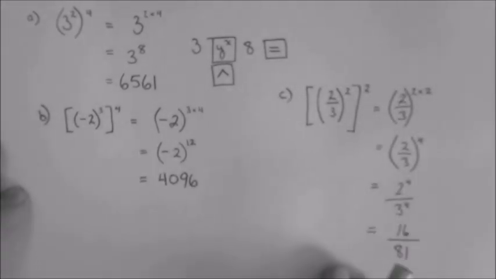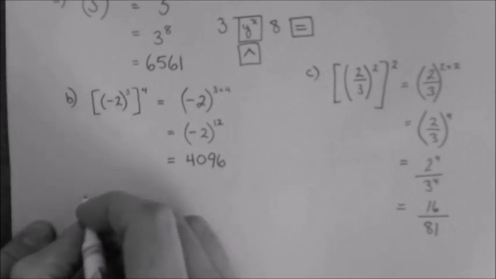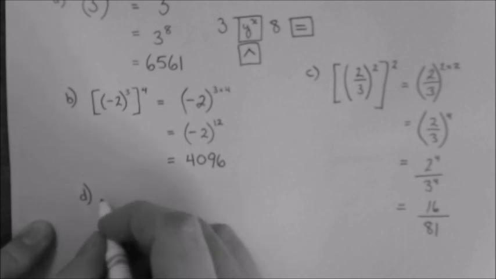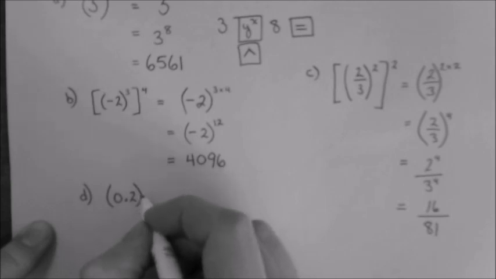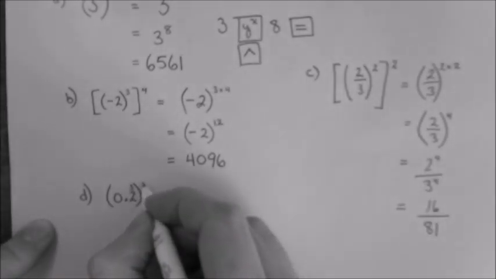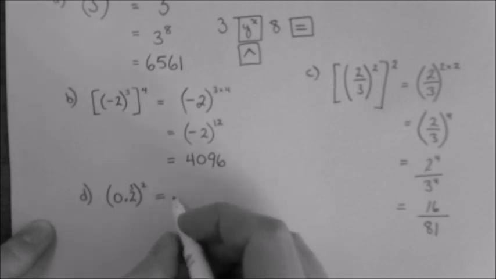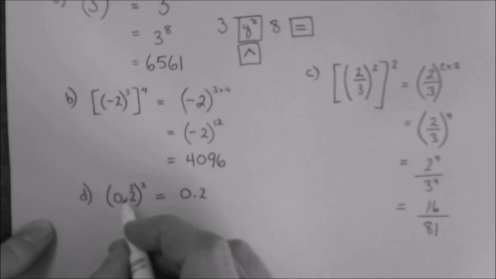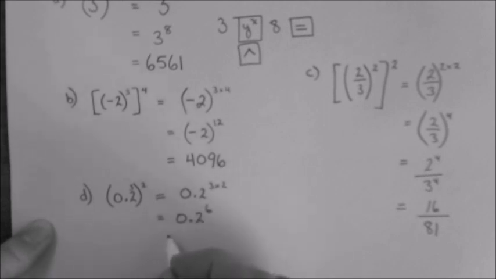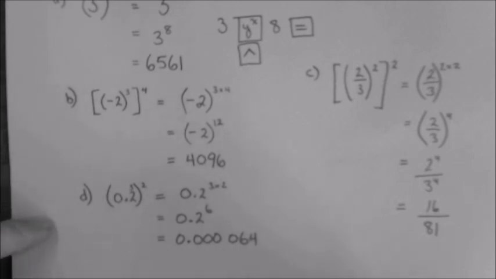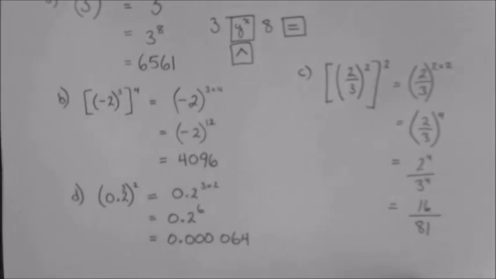And I apologize if this is a bit messy, but we're going to do D back over on this side because it doesn't take up as much space. The base is a decimal. It's 0.2. We're going to raise it to the power of 3. Should still be inside that bracket, sorry about that. And then we'll raise that whole thing to the power of 2. This is going to be a base of 0.2, and then our exponents are just going to multiply together, which gives us 0.2 to the power of 6, which in your calculator will come out as 0.00064. Be careful when you're recording those answers. You don't want to lose a decimal place anywhere.